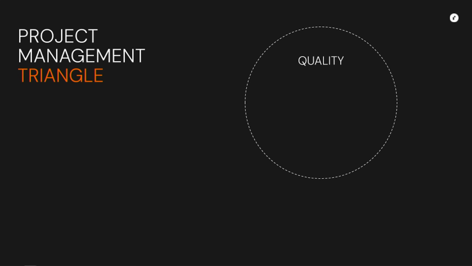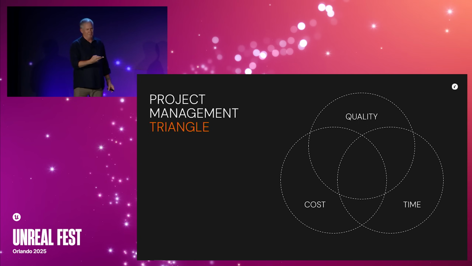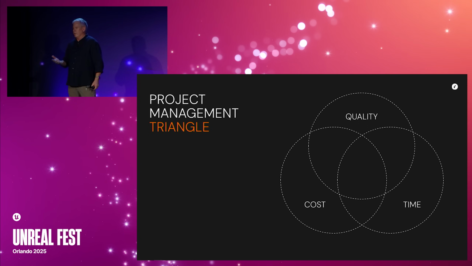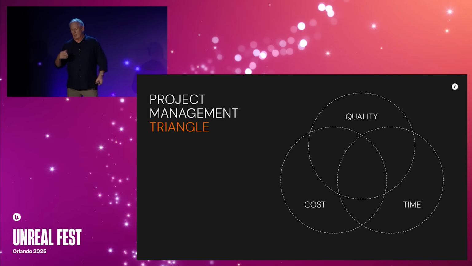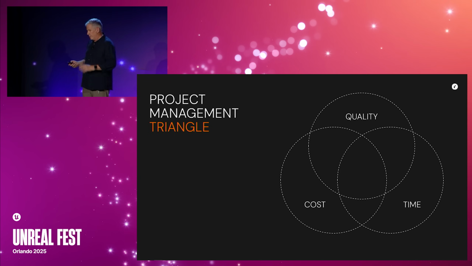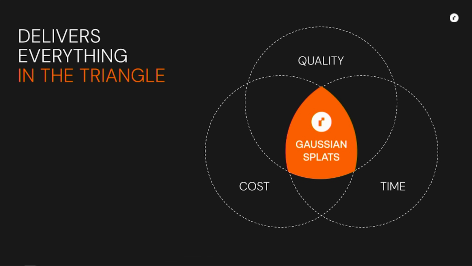I'm sure you've all seen this. It comes under different names: project management triangle, the iron triangle, quality, cost and time. You can have it good, you can have it cheap, you can have it fast, but you can only have two. I honestly believe, and this is why the game changer thing again, that with Gaussian splats and some of these other AI tools, it allows you to provide all three.